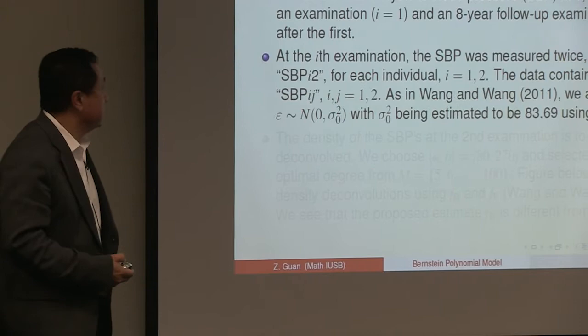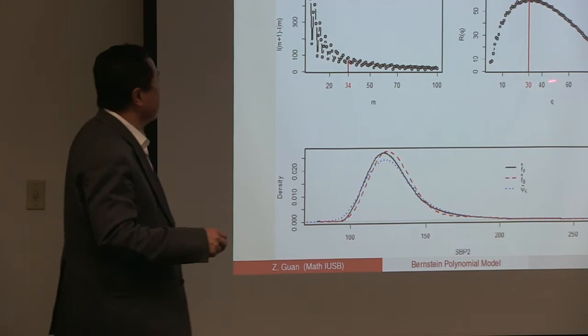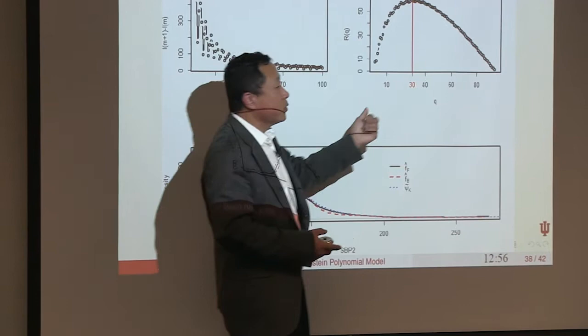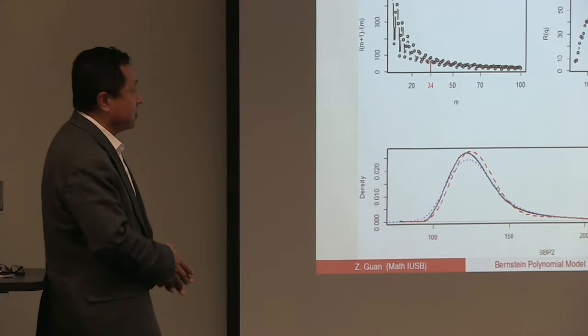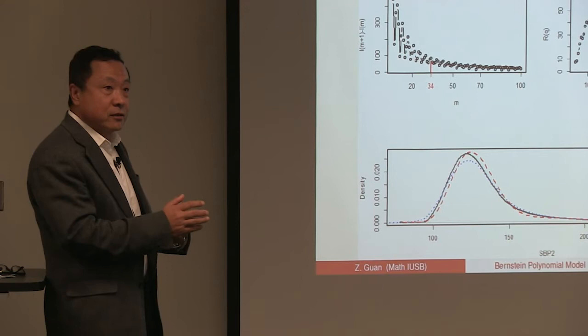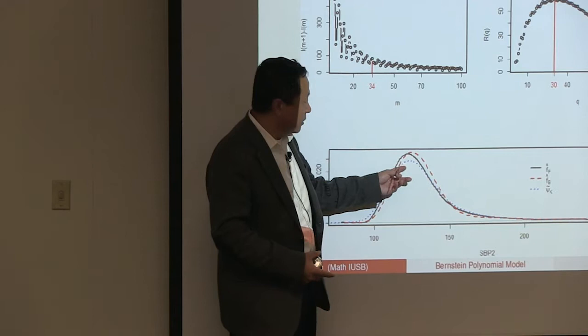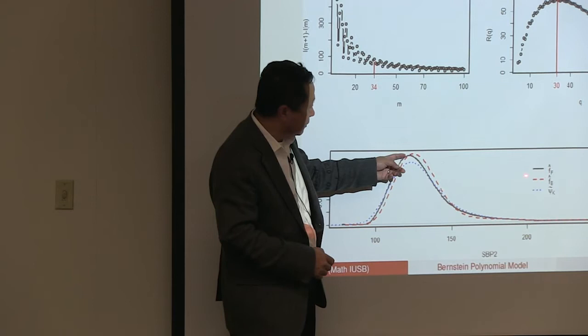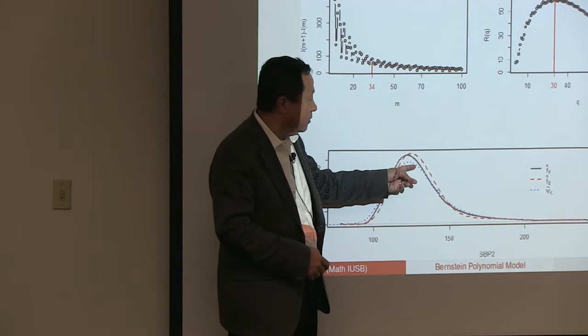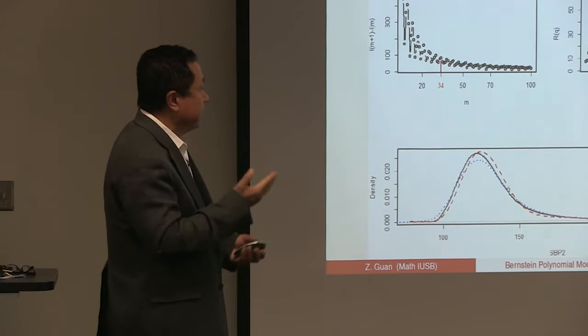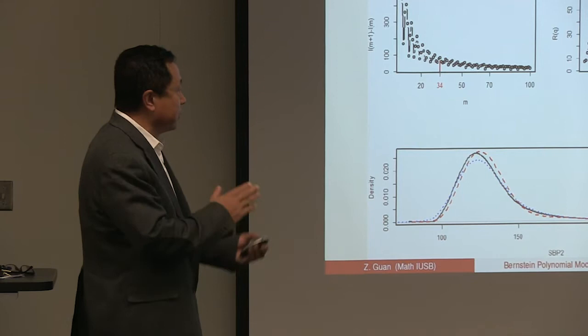Another real data analysis. The same way, we use change point for the optimal degree. And this is the blood pressure data. Blood pressure readings are subject to very big error, so this is contaminated. But here we try to deconvolute the true density. There's the kernel method, and my method. This blue dashed line is the kernel method based on uncontaminated data, where I just somehow delete the error.